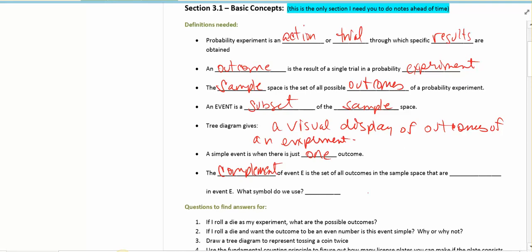The complement to an event is everything, so the complement to event E is the set of all outcomes in the sample space that are not included in event E. And it's often denoted with E prime. Some books use EC for complement. Some even use E bar, which is awful because that's kind of like a mean. Our textbook uses E prime.